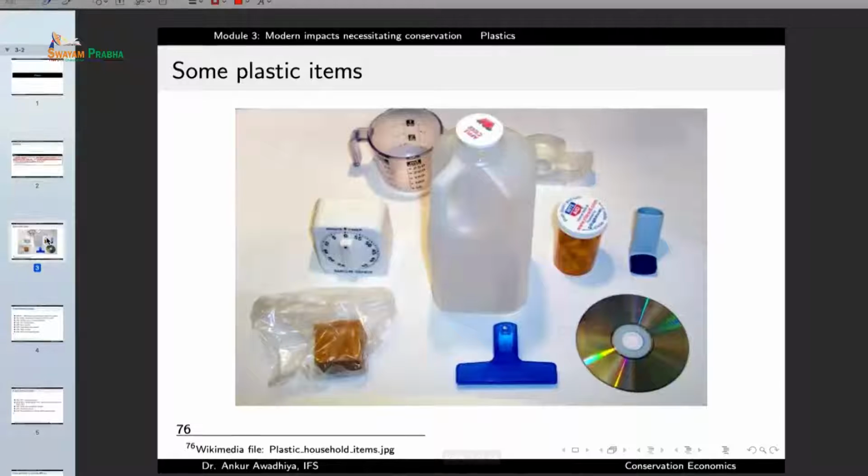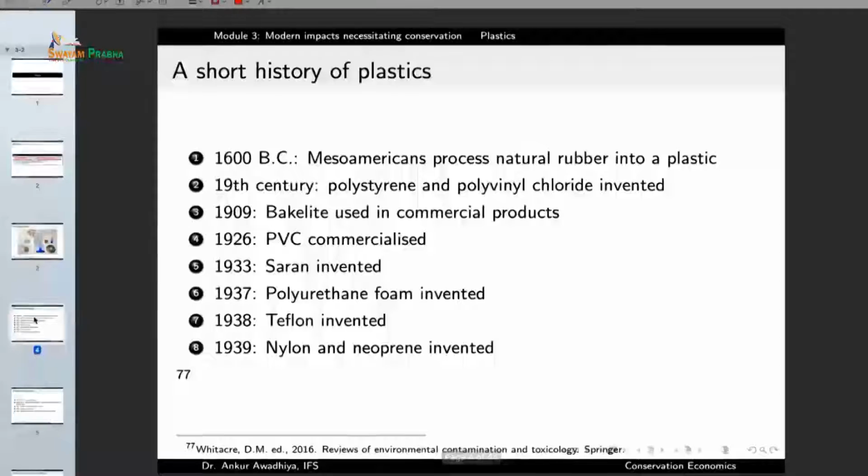So it's no wonder that plastics surround us. In any room where you are sitting, if you look around, you'll find a number of articles that are made out of plastics. And plastics surround us because they have some very good properties. They are cheap to manufacture, they are water resistant, they are light in weight, they are very strong, and so on. So let us have a look at a short history of plastics.